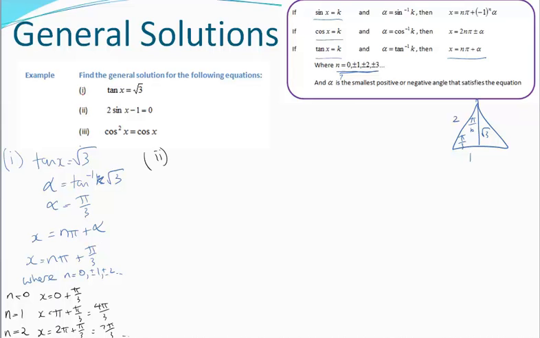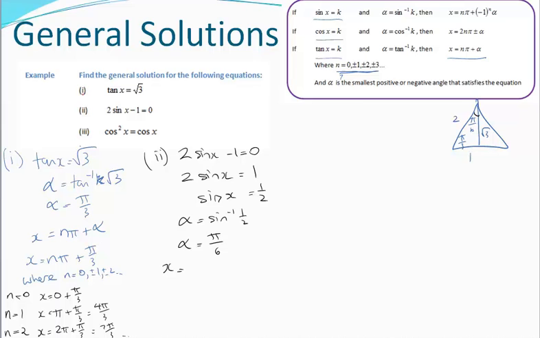So for number 2, we have 2 sine of x minus 1 is equal to 0. So we move our negative 1 over: 2 sine of x is equal to 1. So here 2 times sine x is equal to 1, so 1 times sine of x will be equal to a half. If we look over here, we have 1 and 2. Sine of pi on 6 is equal to a half. So we have alpha is equal to sine minus 1 of a half. So alpha is equal to pi on 6.